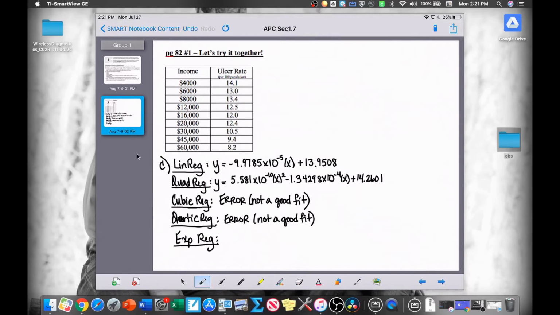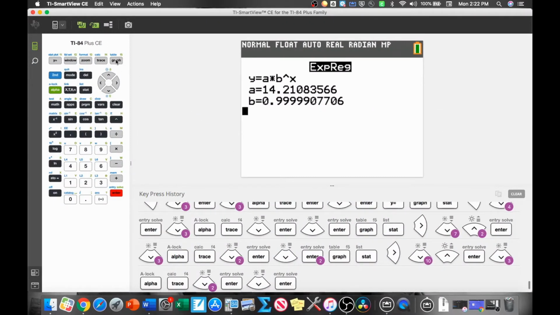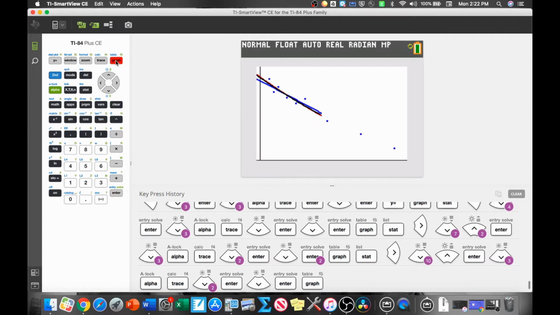Our exponential regression is y equals 14.2108 times 0.99999 to the x power. Okay, that was the exponential model that they gave us. All right, so now we go back and we look at the graph again. Let's see how that exponential model fits in.